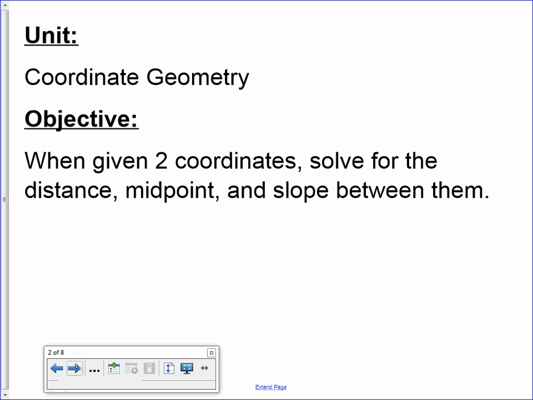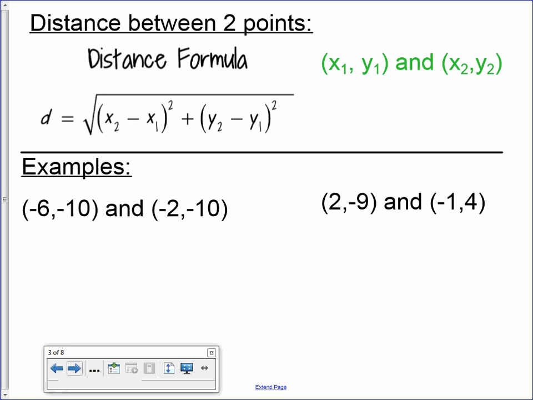During this lesson, we're going to be working in the unit coordinate geometry, and we're going to be working with the objective: when given 2 points or a set of coordinates, we're going to learn how to solve for the distance between those 2 points, the midpoint between them, and the slope between those 2 points. The first one we're going to take a look at is how do you find the distance between 2 points?